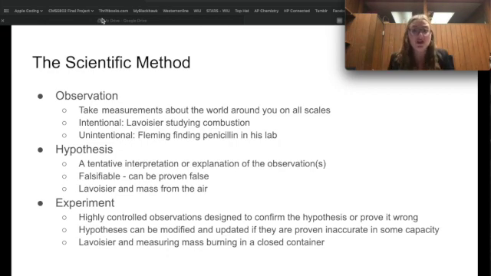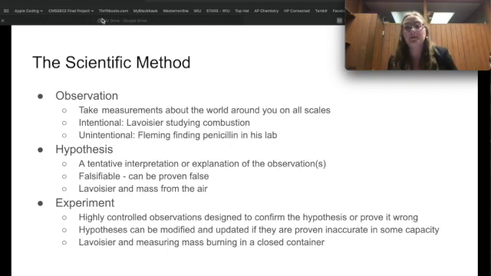The experimental piece of this is very, very highly controlled, very down to the nitty-gritty, as controlled as we need it to be. So we're trying to either confirm the hypothesis and say, hey, I can't find any data that proves this wrong, or again, we're trying to go with that falsifiable step and continue to try to prove it wrong. So we're either trying to prove it wrong or say, hey, I haven't found anything that's proved this wrong just yet. So a hypothesis can be modified and updated if they're proven inaccurate in some capacity.